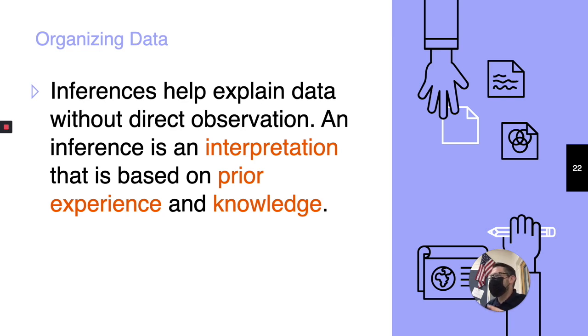Now, a lot of people mix up predictions and inferences and assume that they're the same thing. Really, the difference between a prediction and an inference is the presence of quantitative data. Scientifically speaking, a prediction is based off of numerical data where we can calculate what's going to happen next. An inference is basically guessing at what's going to happen next just based on prior experience or prior knowledge.